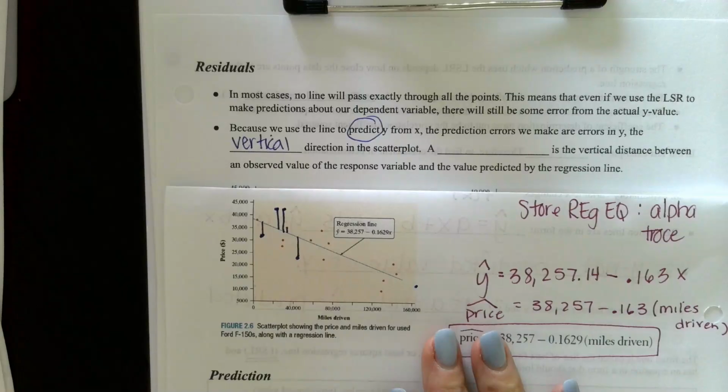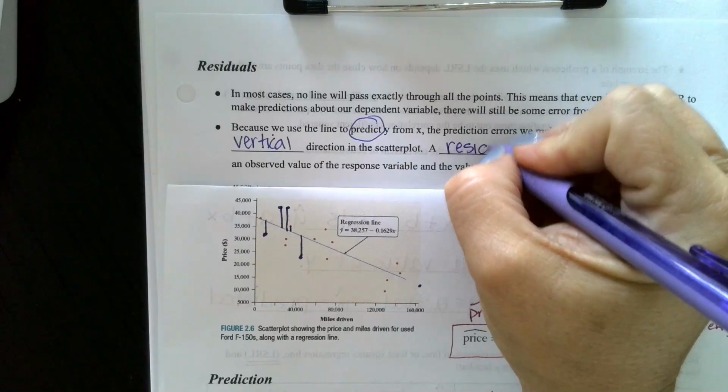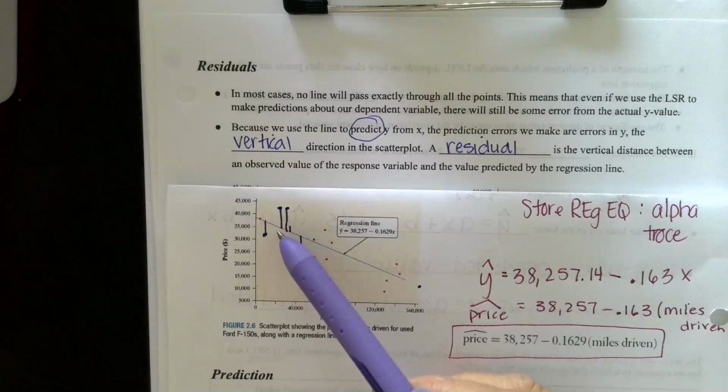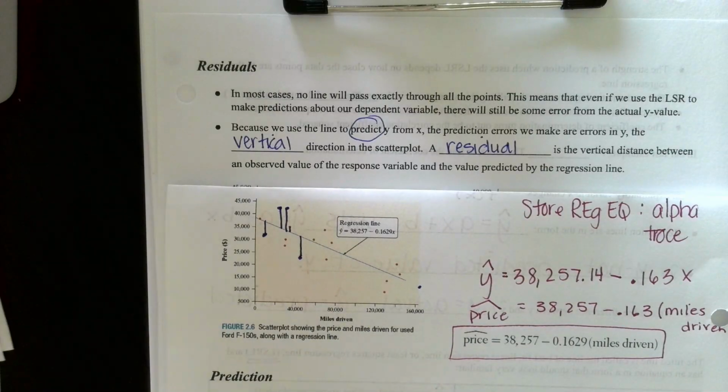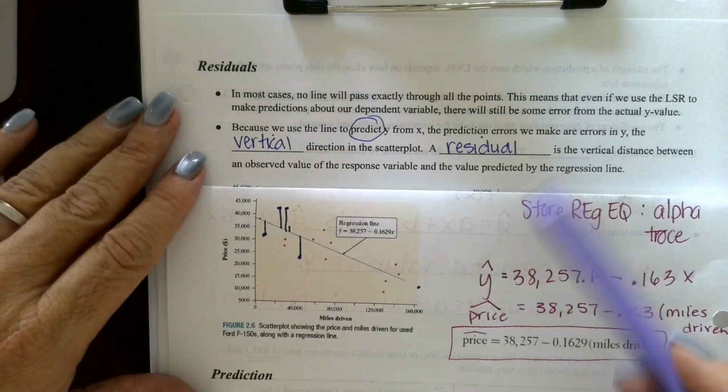Vertical distance between observed value. So, a residual. A residual is the vertical distance. So this would be the residual. The residual is the vertical distance between our line and our actual value.